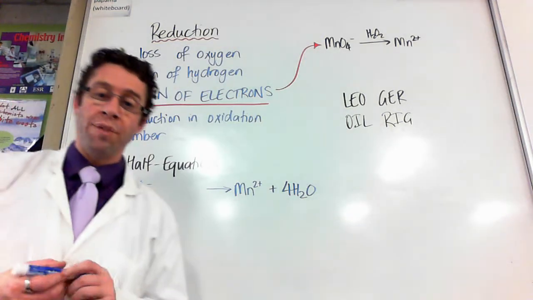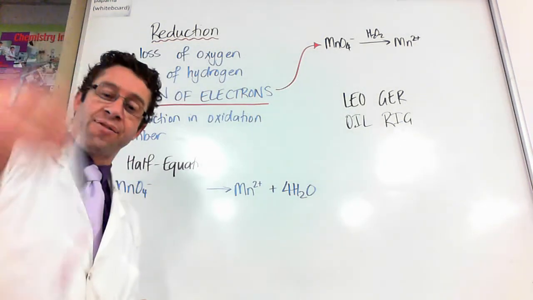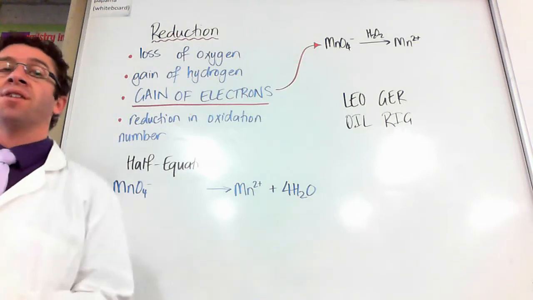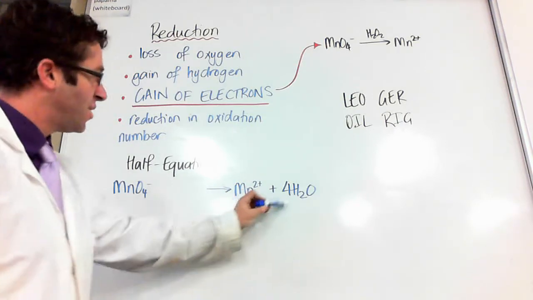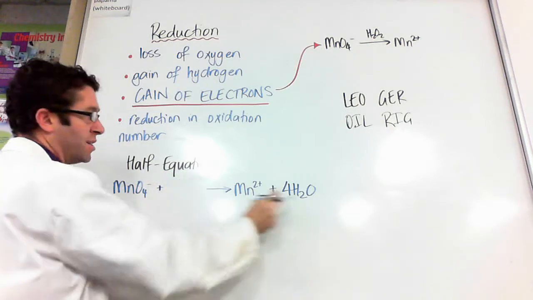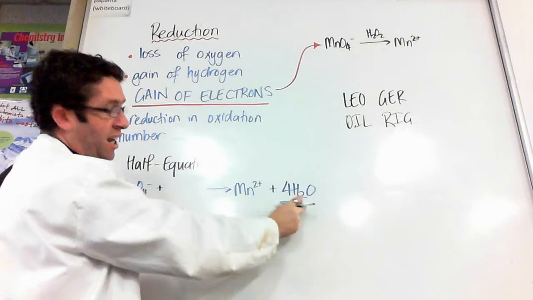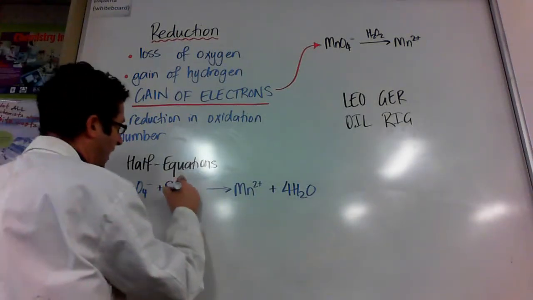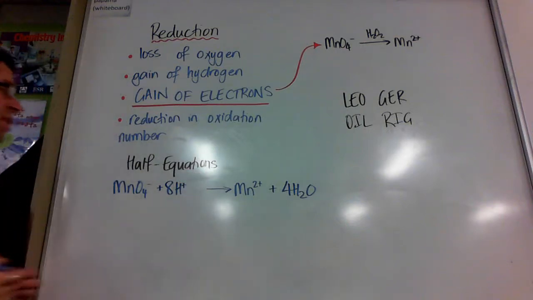Well, you might recall me saying that the original solution was acidified. It had sulfuric acid in it. Acidified solutions have H+ ions in them. So that means that I can actually put H+ ions on this side to balance these. 4 waters, each water with 2 hydrogens means 8 hydrogen atoms. So I need 8 hydrogen ions.